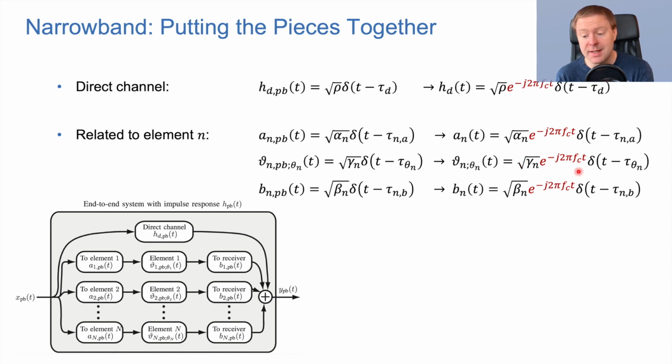We move it down to the complex baseband, we get the same expression, but multiply with e to the power minus j2 pi fc t. And we have then for the signal or the channel from an element to the receiver, b is the impulse response of the channel, beta n is describing the path loss, square root of it is an amplitude loss, and here we have the delay. We move it to the complex baseband, and we have e to the power minus j2 pi fc t as an extra term.